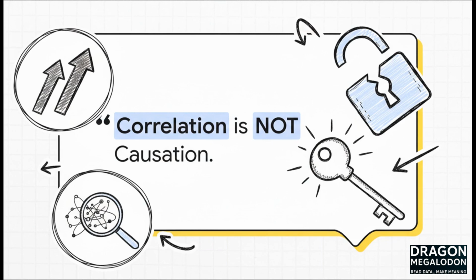I mean, if you remember one thing from this whole thing, make it this. Just because two things happen at the same time does not mean one is causing the other. Say it with me. Correlation is not causation. This right here, this is the key that cracks the whole case wide open.